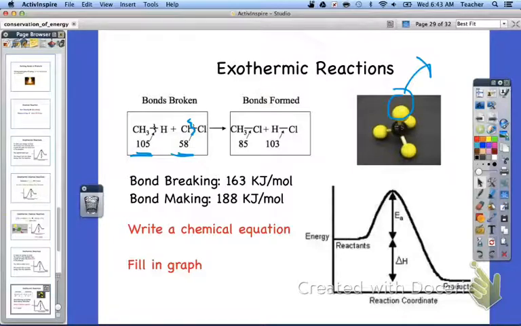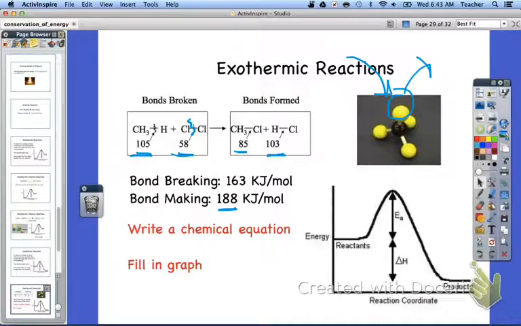However, during this chemical reaction, two new bonds are going to form. A chlorine atom is going to join where the hydrogen used to be, and a hydrogen is going to join to the chlorine. So those two forming bonds give off energy. The carbon to chlorine bond gives off 85 kilojoules of energy, and the hydrogen to chlorine bond gives off 103 kilojoules of energy. So the total amount of energy given off then is 85 plus 103, which is equal to 188 kilojoules of energy altogether.